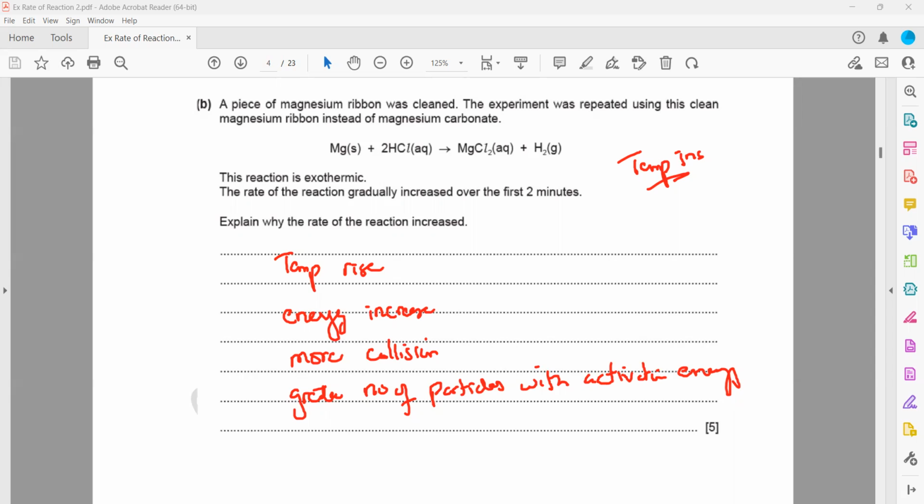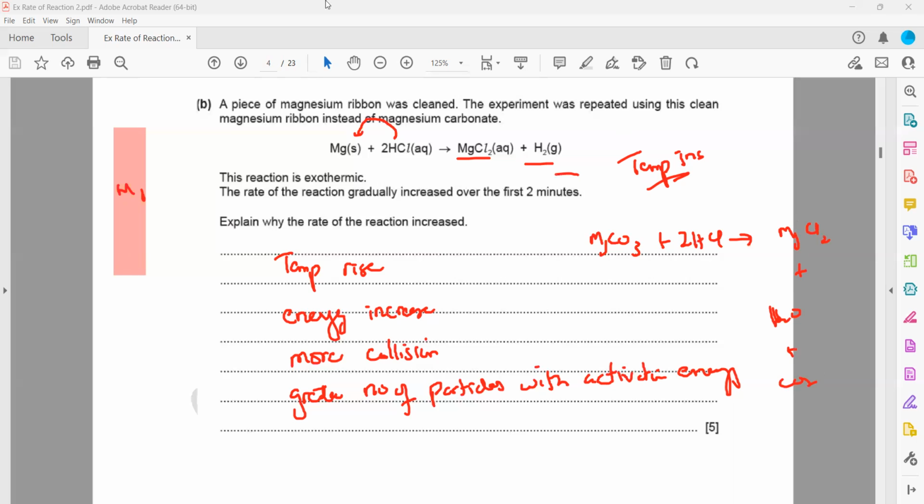Magnesium, what is the difference between magnesium ribbon and magnesium carbonate? Magnesium carbonate is a compound. Magnesium ribbon is only magnesium, the metal. When a metal reacts with an acid, it will give salt and hydrogen. If magnesium carbonate reacts with hydrochloric acid, it will give salt, water, and carbon dioxide. So it will give magnesium chloride plus water, H2O, plus carbon dioxide, CO2.